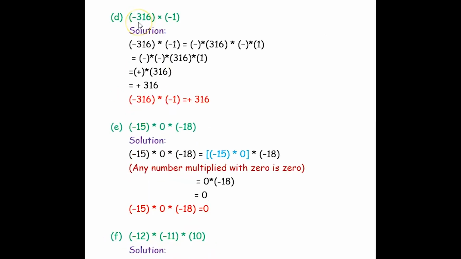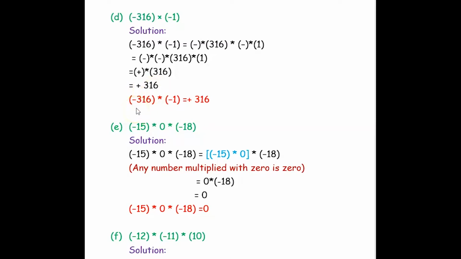Next question is negative 316 into negative 1. So, here also we have two negative integers. So, we can separate the question like this: negative into 316 into negative into 1. Then I am rearranging it as negative into negative into 316 into 1. So, we know that negative into negative is positive. Into, we can write 316 into 1. That is 316. So, positive into 316 is positive 316.